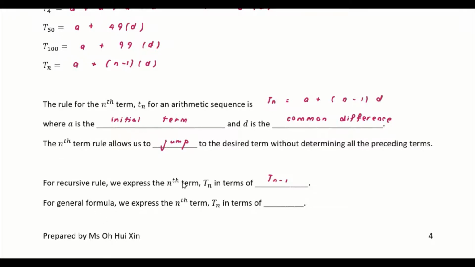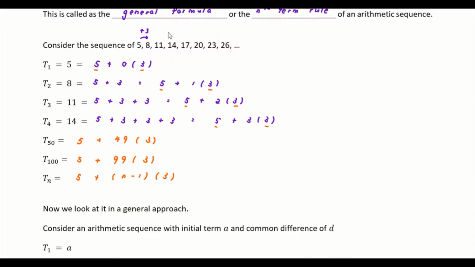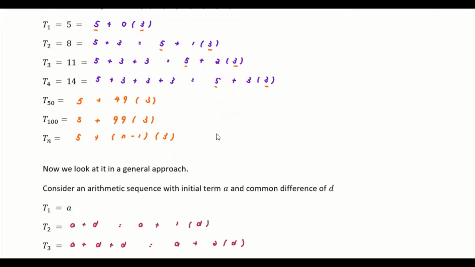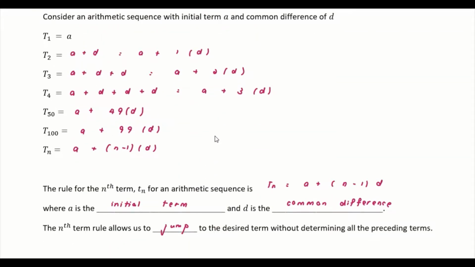But by using the general formula, we are now expressing our nth term in terms of n. So as long as you know the position of the term that you want to find, then we can find out its value. For example, if I want to find the 45th term, then my position is 45. I only need to know my n is 45, then I will be able to find the term at that place. Now we'll be looking at some examples so that you can understand the idea better.